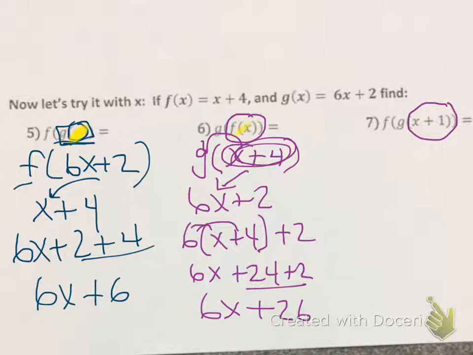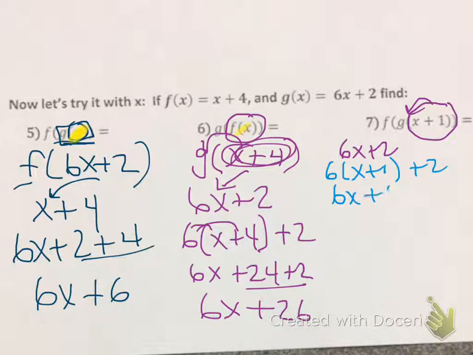All right, last one. This one says put x plus 1 into the g function. So g is 6x plus 2. And I've got to put the x plus 1 in place. So I'm going to go 6 times x plus 1 plus 2. That gets me 6x plus 6 plus 2, which is 6x plus 8. So all of this part right here is 6x plus 8.